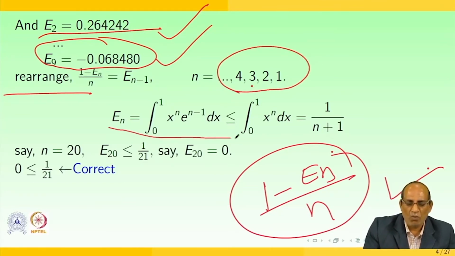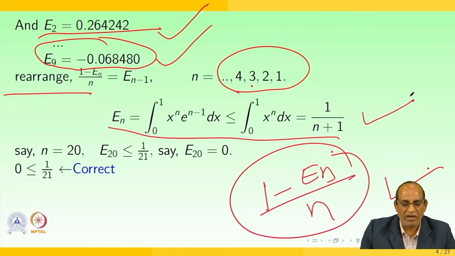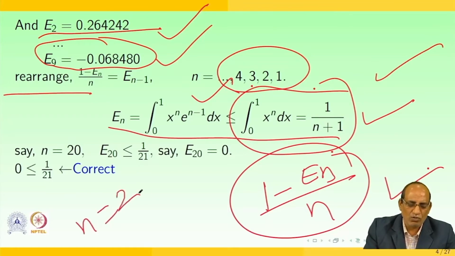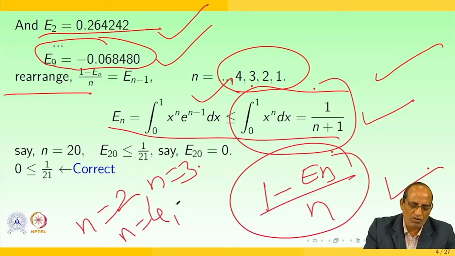So the observation we can see from here is En is equal to the integral from 0 to 1 of x^n e^(x-1) dx. This is essentially less than or equal to the integral from 0 to 1 of x^n dx, which is 1/(n+1). Like that one can do for n = 2, n = 3, n = 4, n = 5, and so on and so forth.